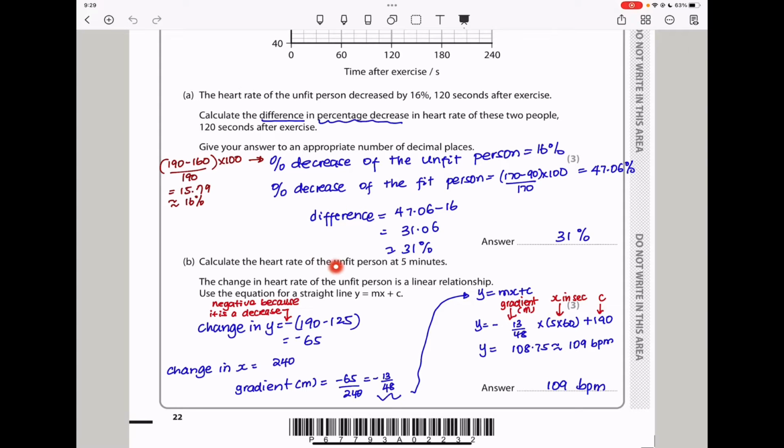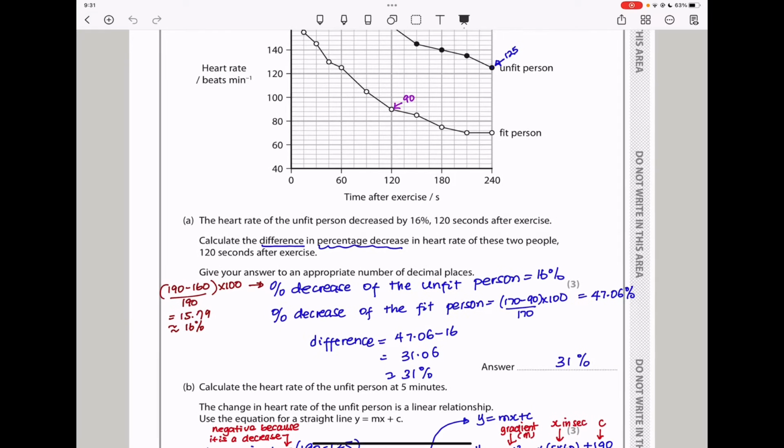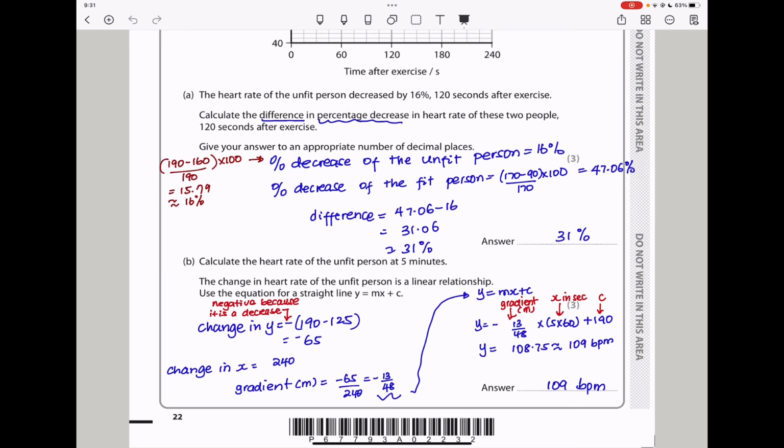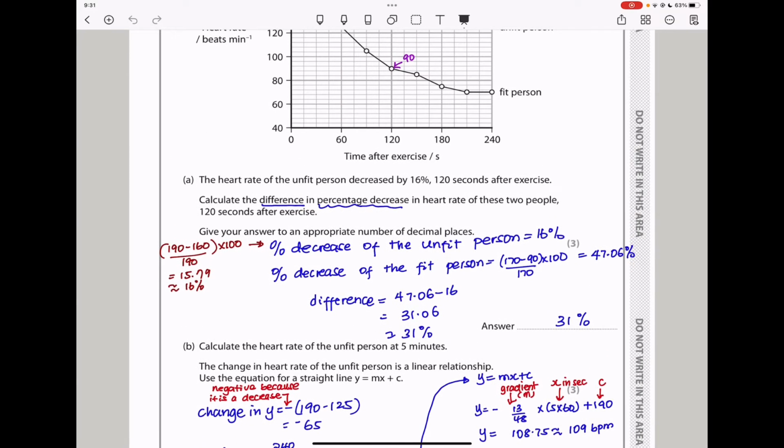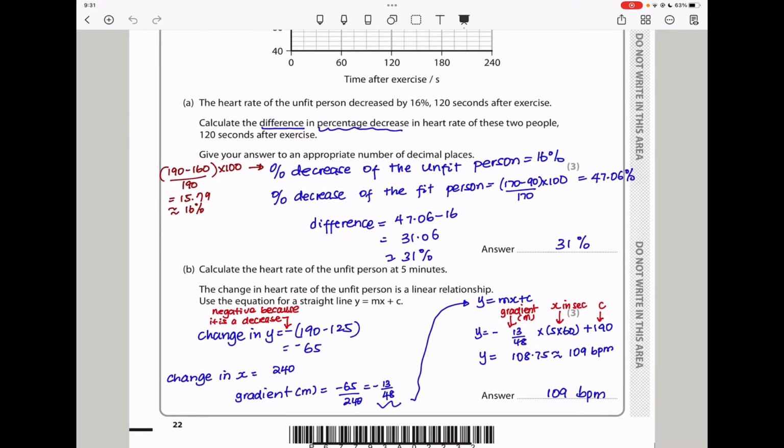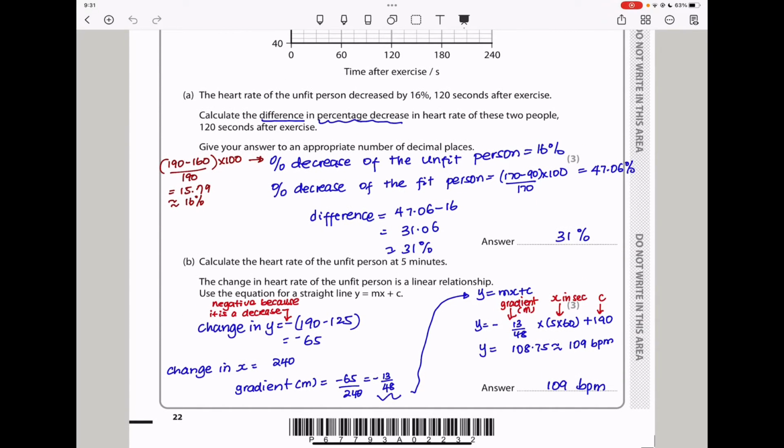They say calculate the heart rate of the unfit person at 5 minutes. The change in the heart rate of the unfit person is a linear relationship. Use y = mx + c. Because the question stated that this is a linear relationship, I'm going to assume that it's a straight line, and therefore the gradient of the whole straight line is always the same no matter at what time, whether it's at time equal to 0, or time equal to 240, or time equal to 5 minutes, it's going to be exactly the same. And again, the time here is in seconds, so if it's 0 seconds, 240 seconds, or 5 minutes, it doesn't matter. Since it's a straight line, the gradient is going to be the same.